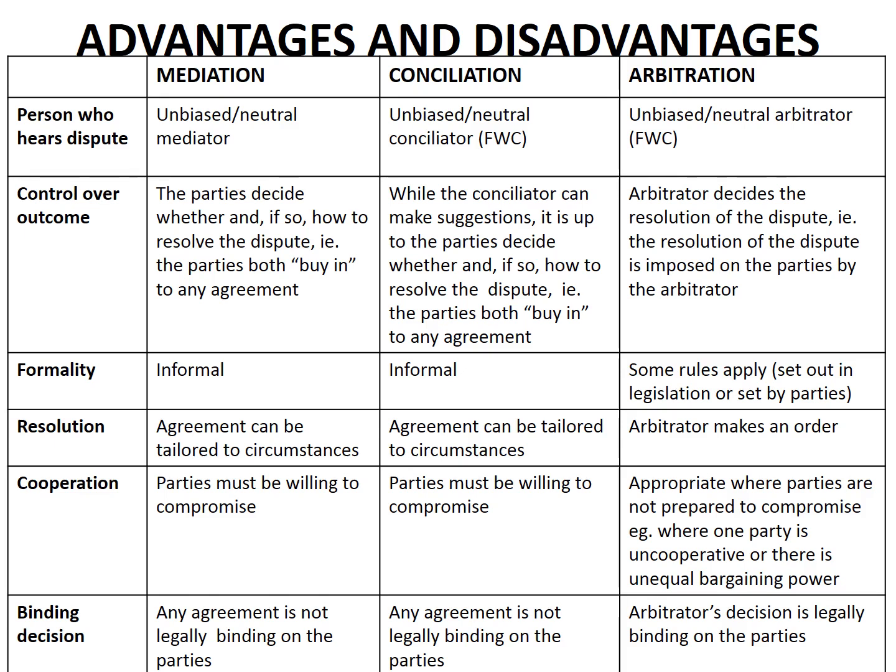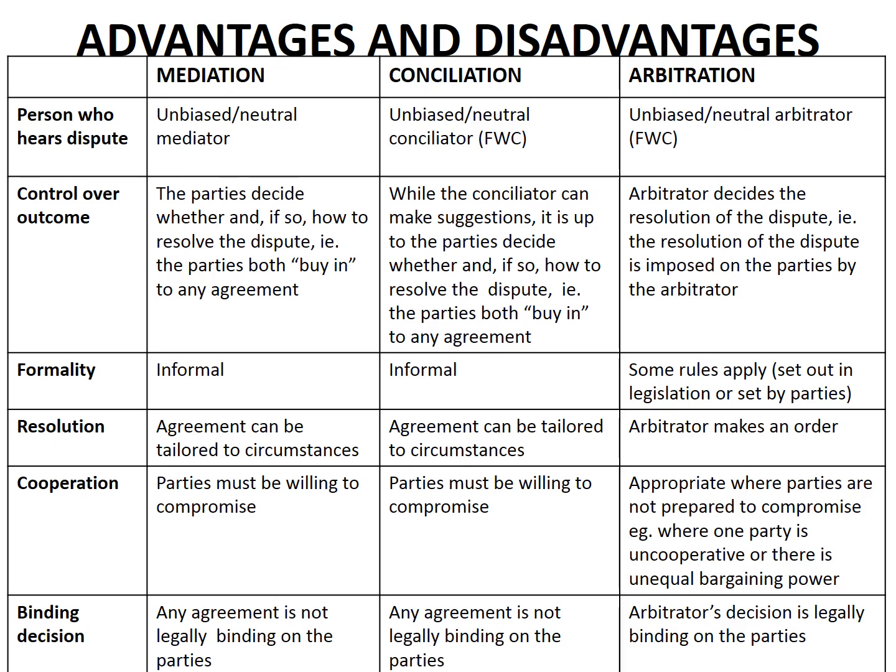This similarity relates to the person who hears the dispute. In the case of mediation, conciliation and arbitration, the person who hears the dispute is an unbiased and neutral third party, whether that's the mediator, the conciliator or the arbitrator. And this is really important because it means that the parties can have confidence that their dispute will be dealt with fairly. That's because the person who hears the dispute is someone who is impartial and independent.